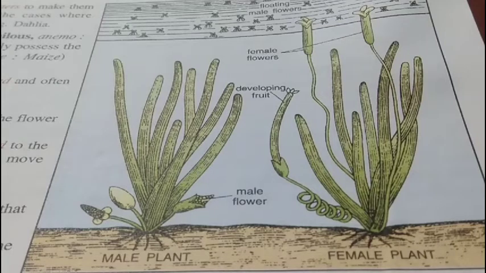Let us now know about some of the characteristics of three main types of pollination, that is entomophily or insect pollination, anemophily or wind pollination, and hydrophily or water pollination. First, insect pollination or entomophily. The flowers which show entomophily are large, brightly colored, scented. They produce nectar. The pollen grains of such flowers are sticky, and flowers tend to be in clusters, as we can see in dahlia.